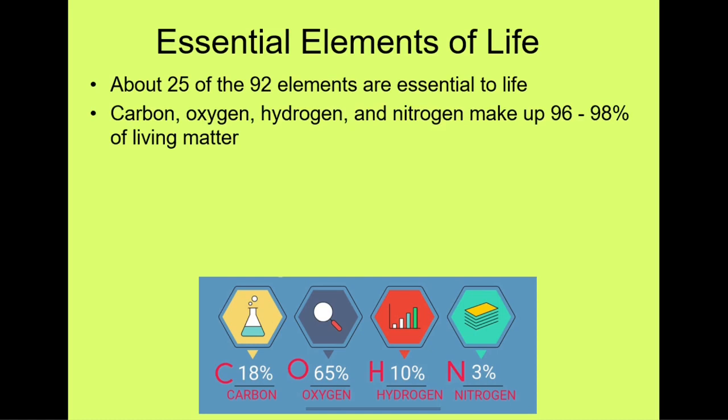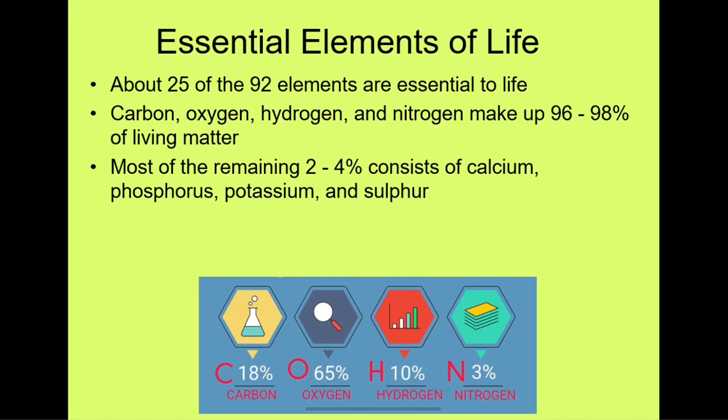For us, out of the 25 elements that actually make us up, we're only made up mostly of 4 of them. So about 96 to 98% of us is made up of just carbon, oxygen, hydrogen, and nitrogen. And out of that, oxygen is by far and away the most common, being about, you can see down in the diagram there, about 65%. So we're about 65% oxygen, 18% carbon, 10% hydrogen, and about 3% nitrogen.